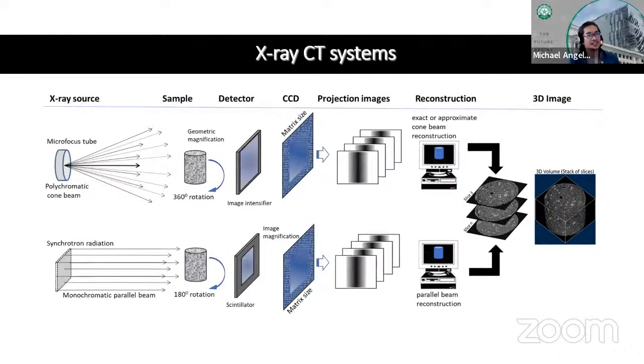It will detect the intensity of the transmitted X-ray, and of course that needs to be translated from the X-ray to the visible region, because we need to record this in a digital image in the form of, for example, projection images. And through a reconstruction algorithm, we can see the cross-section from these projection images.